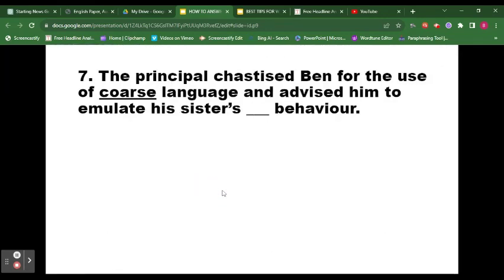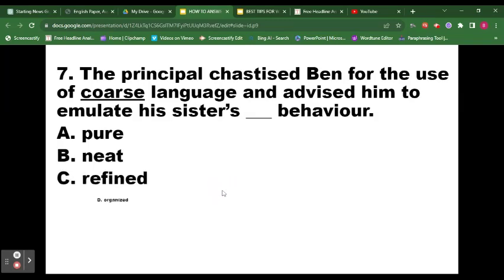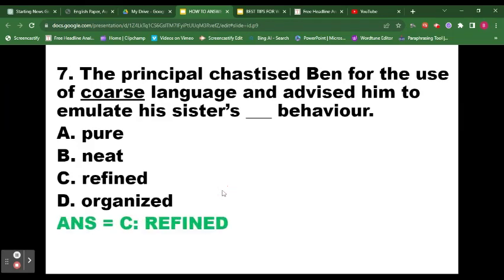Question number 7. The principal chastised Ben for the use of coarse language and advised him to emulate his sister's dash behavior. We are looking at the opposite of coarse. All right. Now, A, pure; B, neat; C, refined; D, organized. When you talk of behavior, refined should be more appropriate in defining good behavior. So the answer is C, refined.